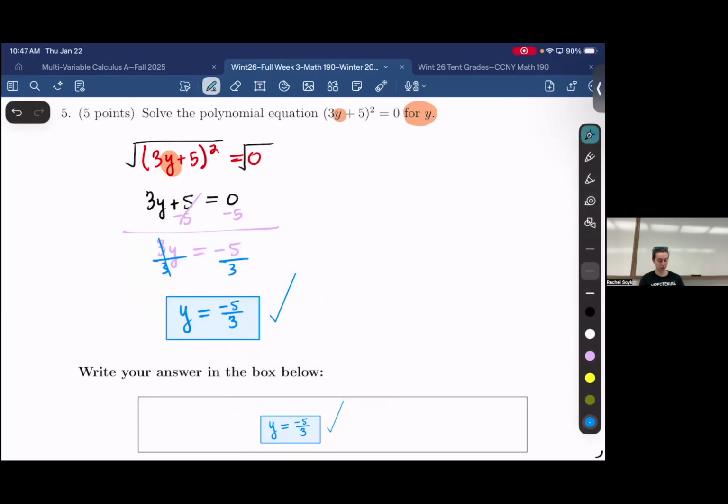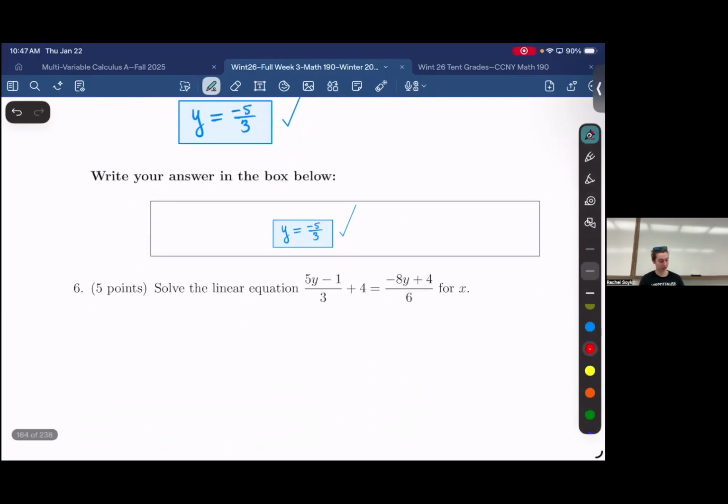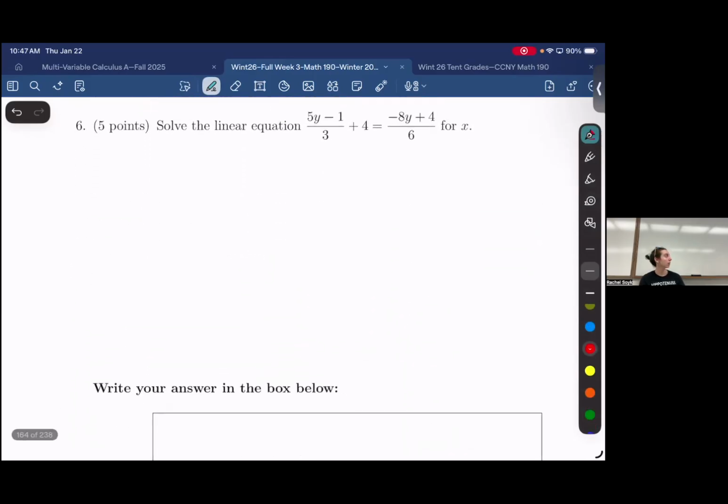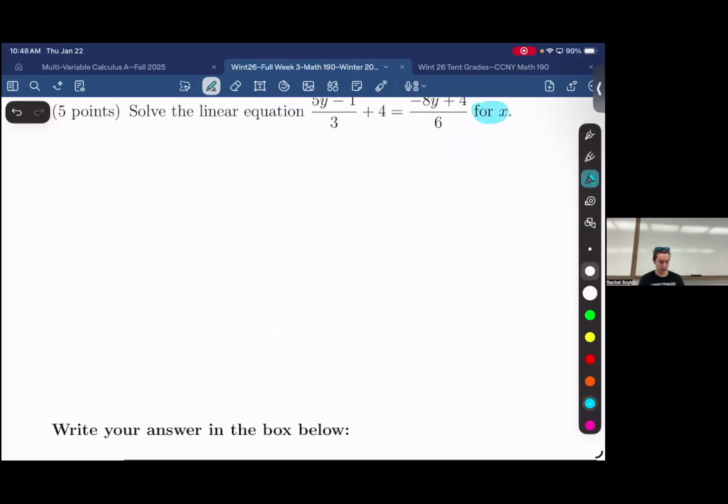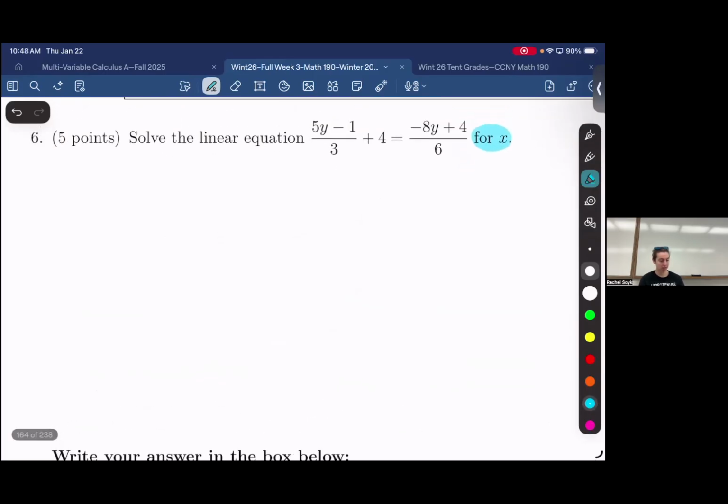Move on to question 6. Solve the linear equation for x. So now wherever you see an x, this is a mistake. It should be for y. So there is no x here. So wherever you see a y, I'm going to highlight that in blue, and we want to get y all by itself.